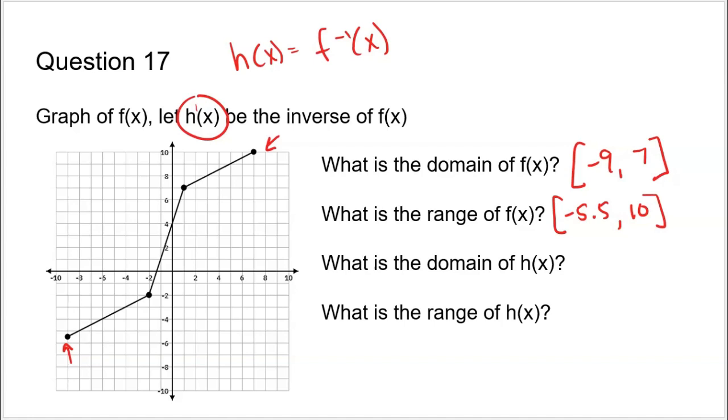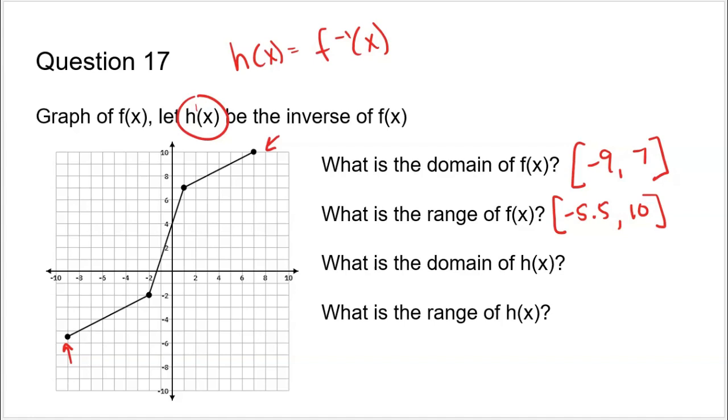Now, this is why this is easy, because the inverse of a function just takes everything about x and switches it to y, and everything about y and switches it to x. So h of x being the inverse of f, basically my domain and range just switch. So the domain of my inverse was the range of the original function. So I don't have to do any work. I don't have to draw the graph.